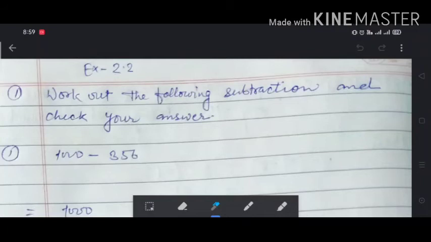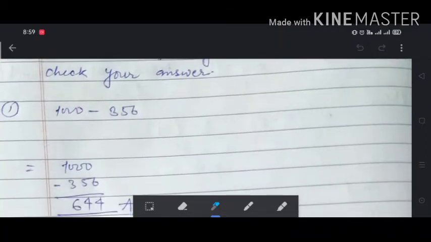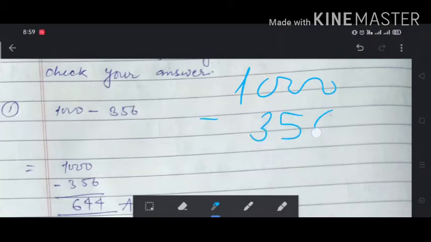So the first question is, work out the following subtraction and check your answer. The first question is 1000 minus 356. So first of all, in this question we shall subtract. So we write 1000 minus 356.